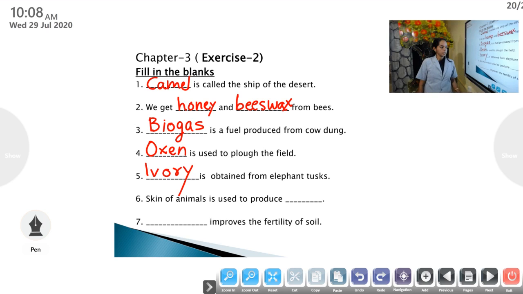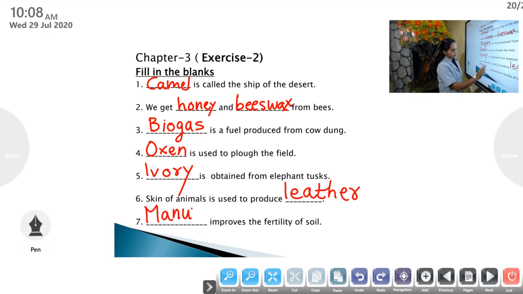Then the sixth one, skin of animals is used to produce dash. What's the answer? Yes, leather. So the skin of animals is used to produce leather. Last one, dash improves the fertility of soil. Anybody? Okay, that's manure. So manure improves the fertility of soil.